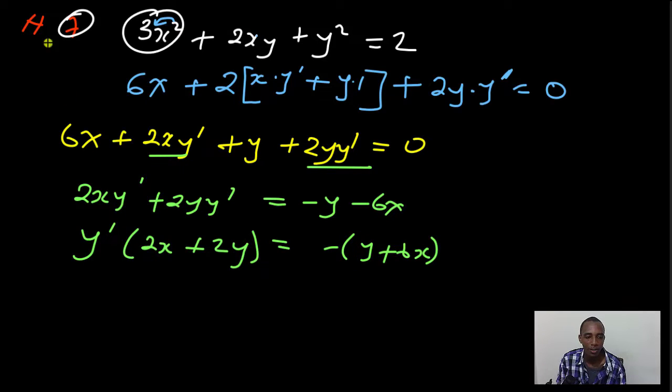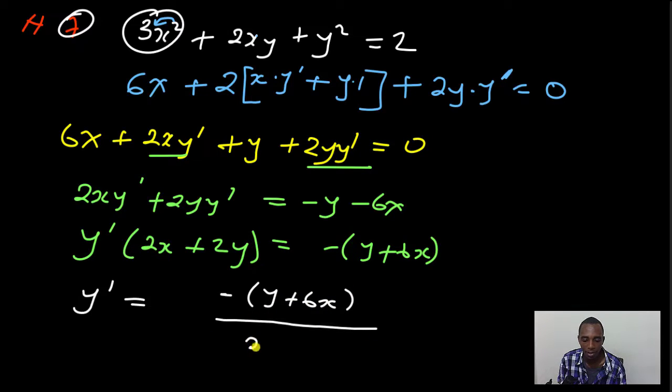So finally, I can write the derivative y prime as negative y plus 6x, all this divided by 2x plus 2y, just write that as 2 times x plus y, which is nice. Okay, so this is like that. So let's have another. This is problem 7.